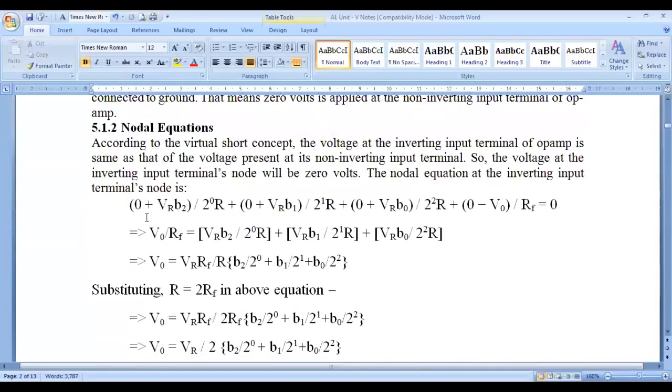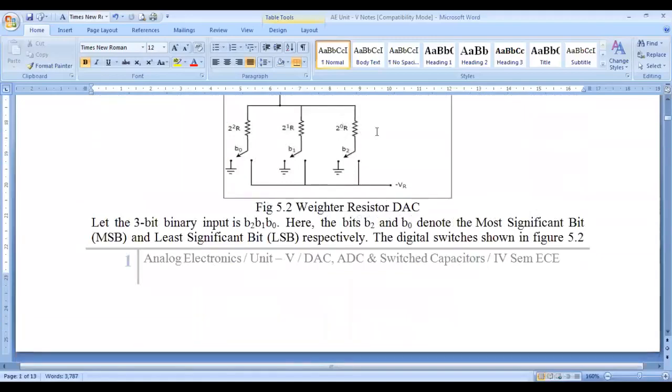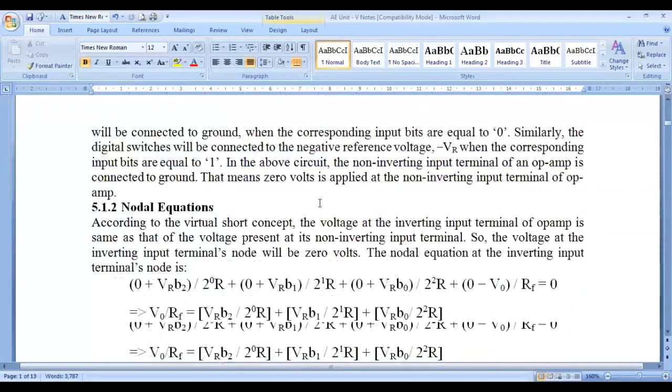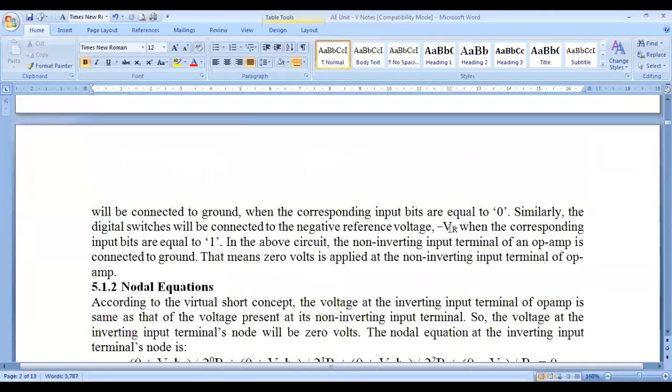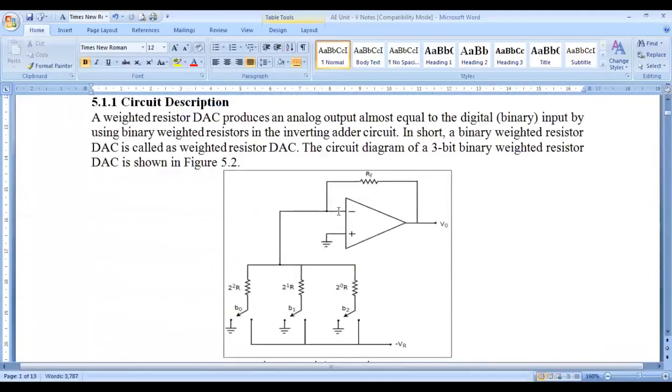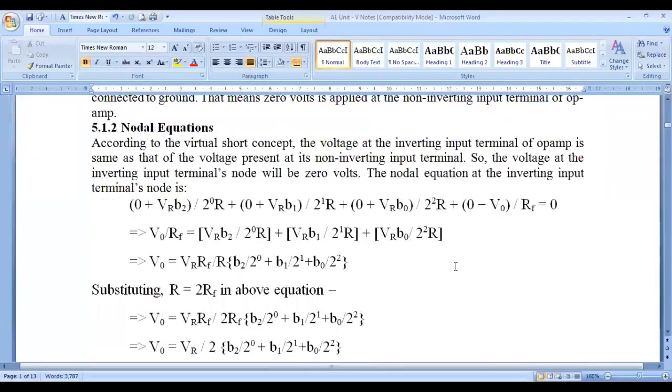(0 minus (minus VR)) becomes (0 plus VR) B2 divided by 2 power 0 R. This is the first case. Second case, (0 plus VR) B1 divided by 2 power 1 R, plus (0 plus VR) B0 divided by 2 square R, plus (0 minus V0) divided by RF, equal to 0.